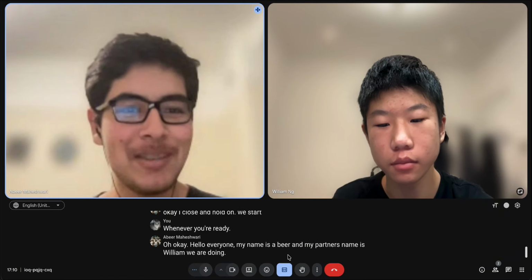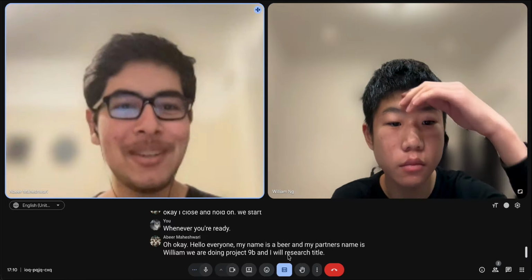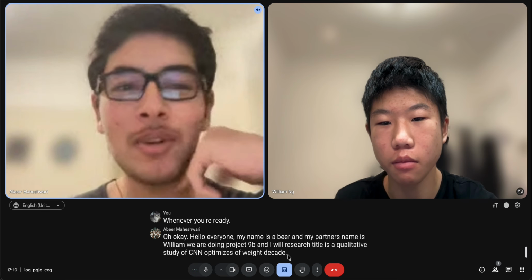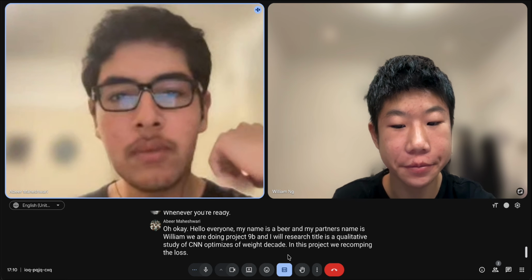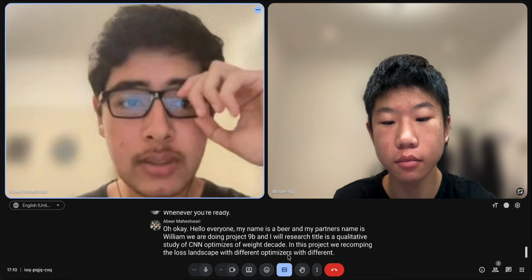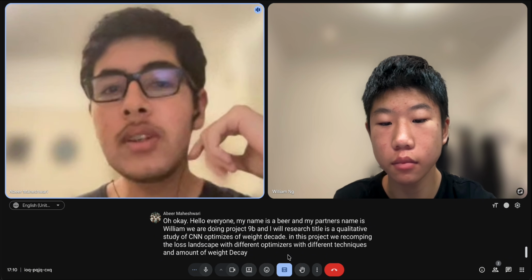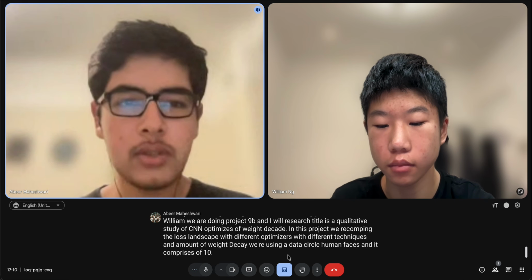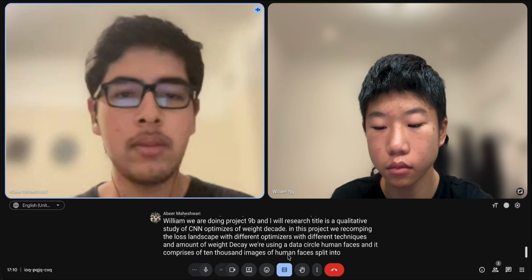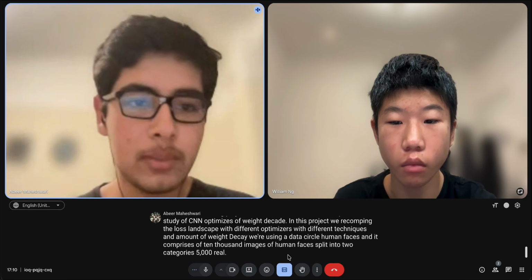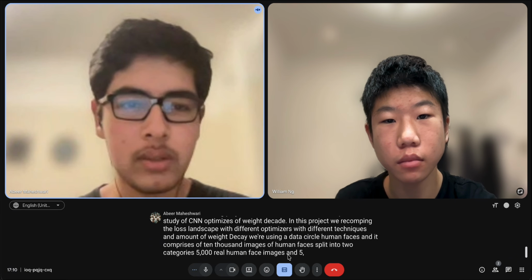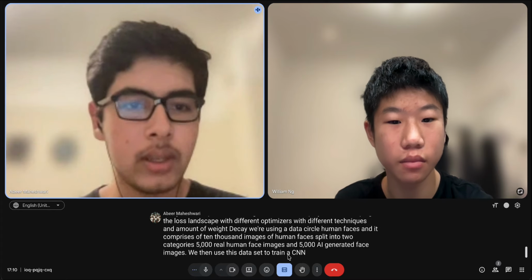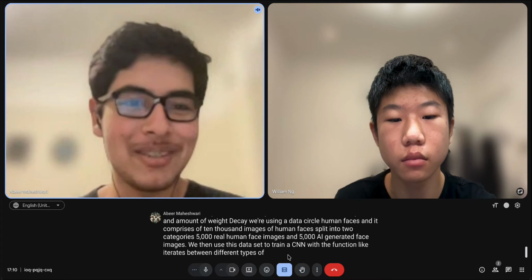We are doing Project 9B and our research title is A Qualitative Study of CNN Optimizers with Weight Decay. In this project, we will be comparing the loss landscape with different optimizers with different techniques and amounts of weight decay. We're using a dataset called Human Faces, and it comprises 10,000 images of human faces split into two categories: 5,000 real human face images and 5,000 AI-generated face images. We then use this dataset to train a CNN with a function that iterates between different types of optimizers.